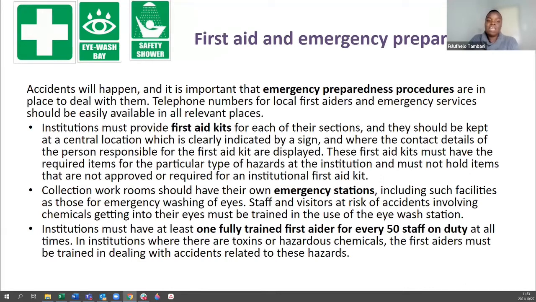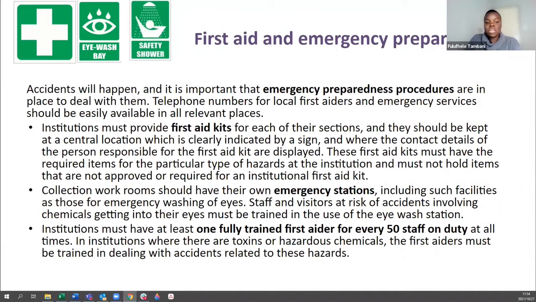Institutions must have at least one fully trained first aider for every 50 staff on duty. So if you have 100 people working at the same time, there have to be 2 fully trained first aiders in that instance. But if it's 50, it can be 1. But it's also always better to have more than 1 if you can.